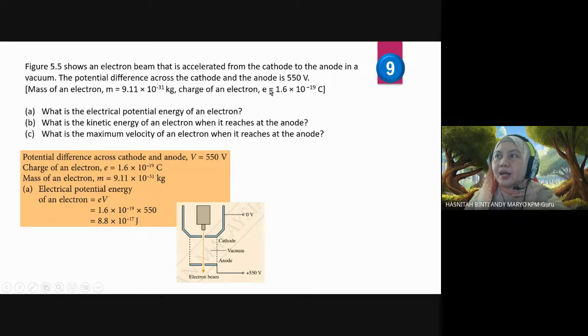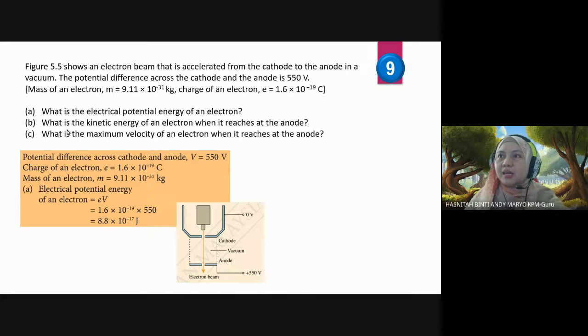So this is the charge, e, 1.6 times 10 negative 19, and V is the potential difference, 550. So the electric potential energy is 8.8 times 10 negative 17 joule.